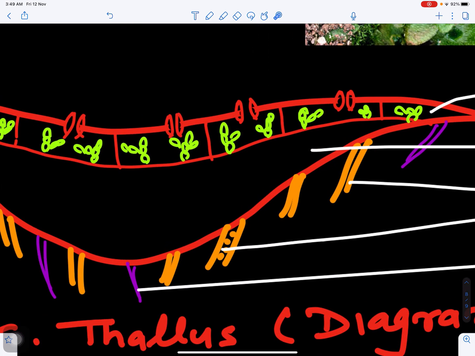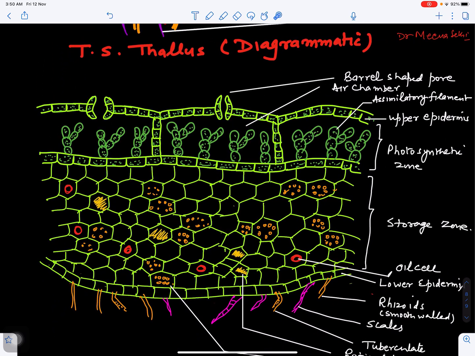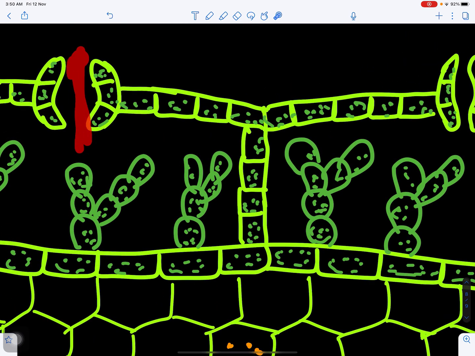So if we enlarge it and see a part of the thallus as cellular detail, we can see these structures. This is the upper epidermis, rich in chloroplasts, interrupted at places by pores. Now these pores are protected by a barrel-shaped outline. So these are barrel-shaped pores, which help in gaseous exchange, and these have chloroplasts in them which help in photosynthesis.